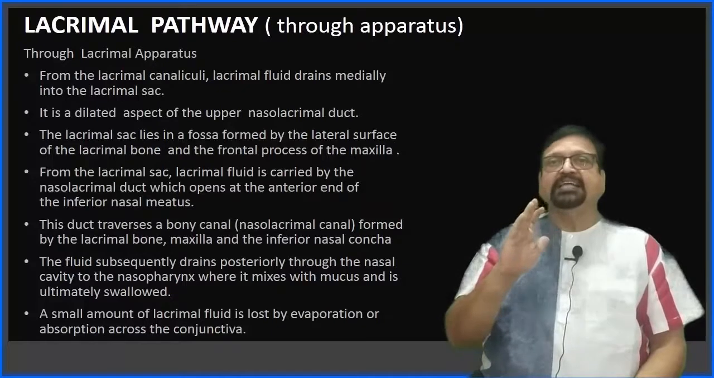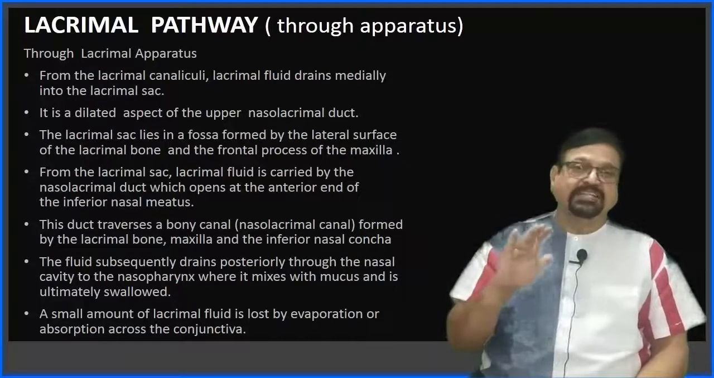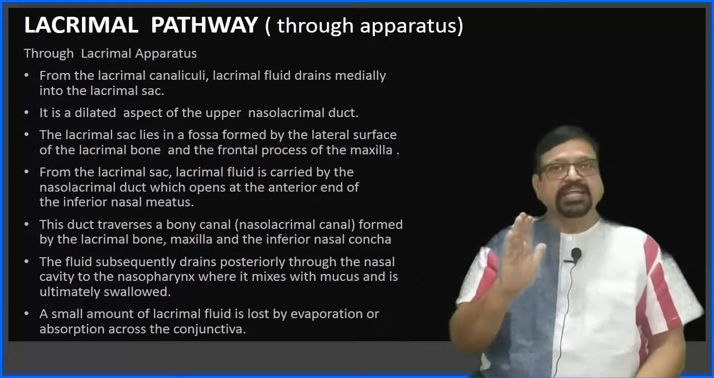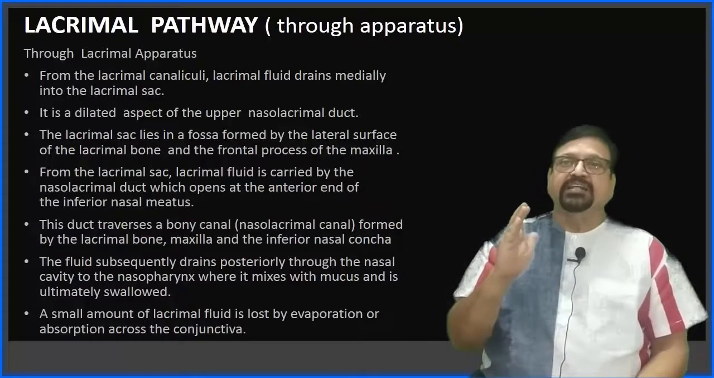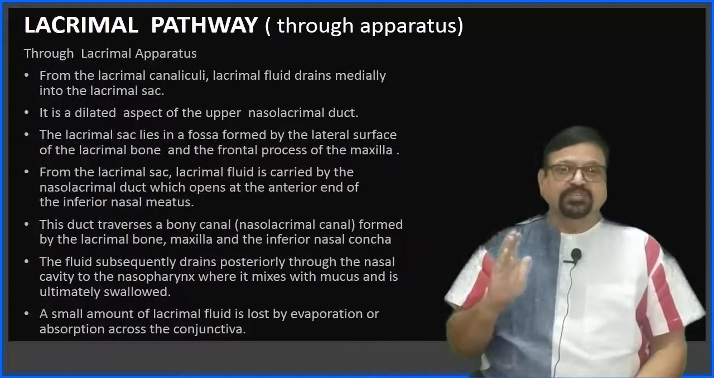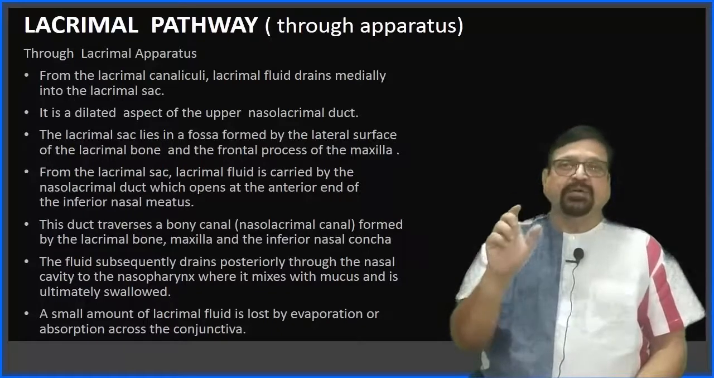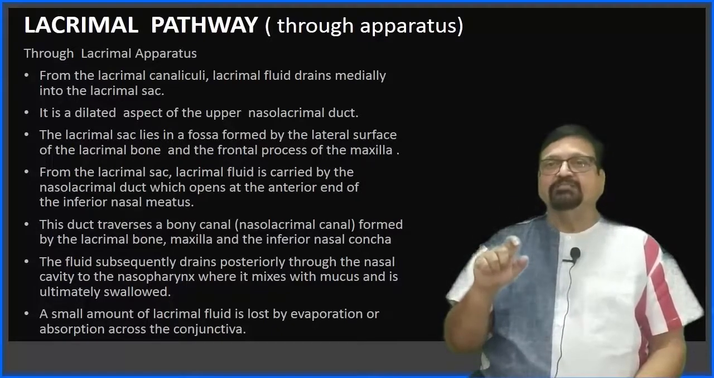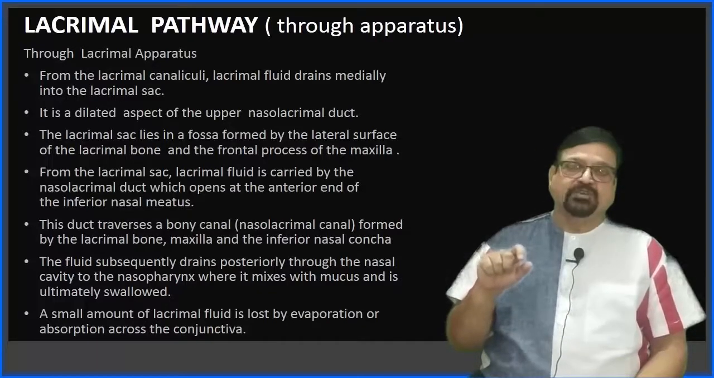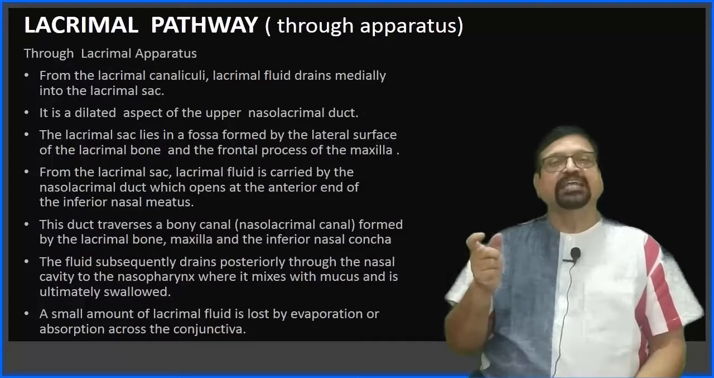From the lacrimal canaliculi, lacrimal fluid drains medially into the lacrimal sac. So the fluid has now come up to the lacrimal sac. It's a dilated aspect of the upper nasolacrimal duct. So the nasolacrimal duct has an upper dilatation, and there the fluid has now come. Now the lacrimal sac lies in the fossa formed by the lateral surface of the lacrimal bone and the frontal process of the maxilla.